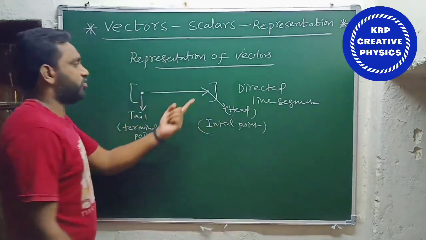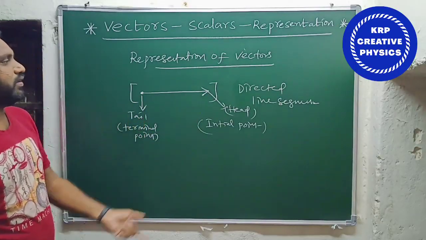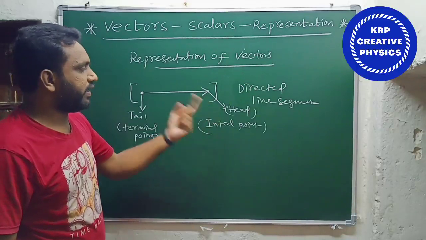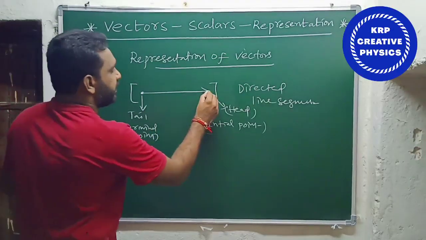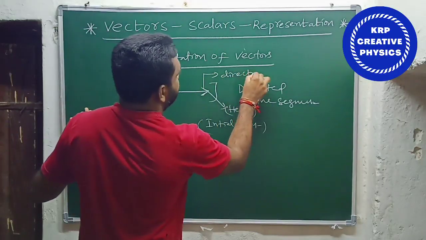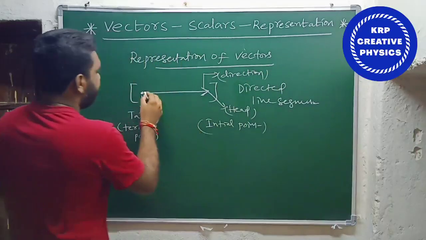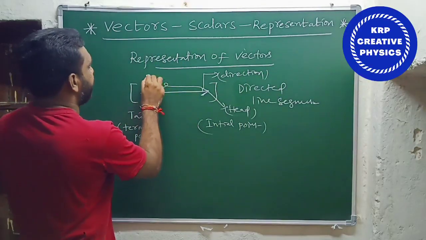Okay, so this one is head, this one is tail. The tail is also said to be the terminal point or end point. This head is also said to be the initial point. And here one more thing you should remember: this particular arrow represents direction, and at the same time, the length of the line is representing magnitude.